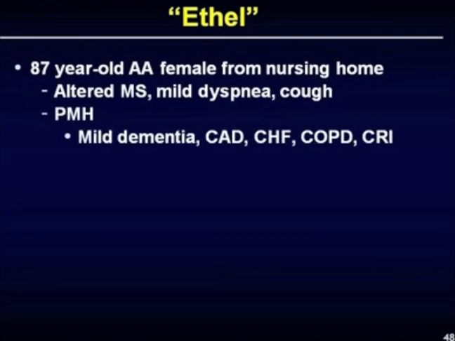After searching through 8 pages of nursing home papers, reviewing bowel history and medications administered, you find one line that reviews her past medical history, and this shows that she has some mild dementia. To what degree, it's difficult to ascertain. Some coronary artery disease, congestive heart failure, chronic obstructive pulmonary disease, and some renal insufficiency. Her baseline creatinine is not known.